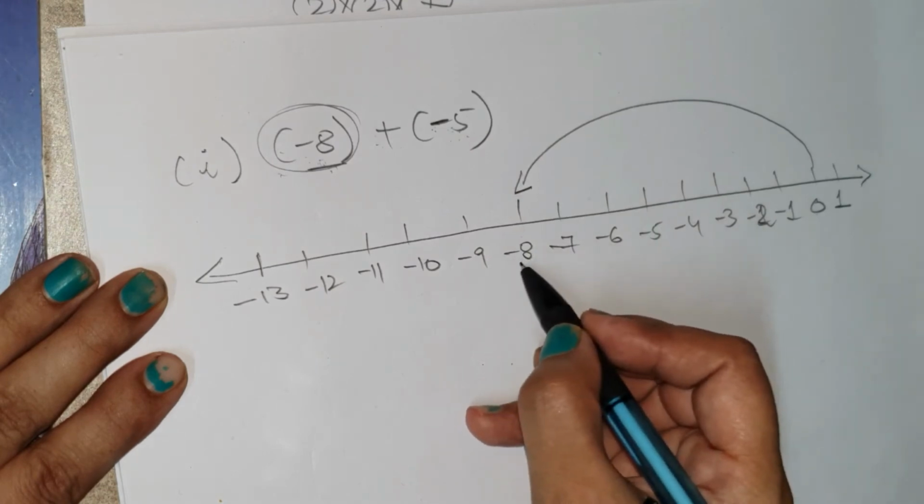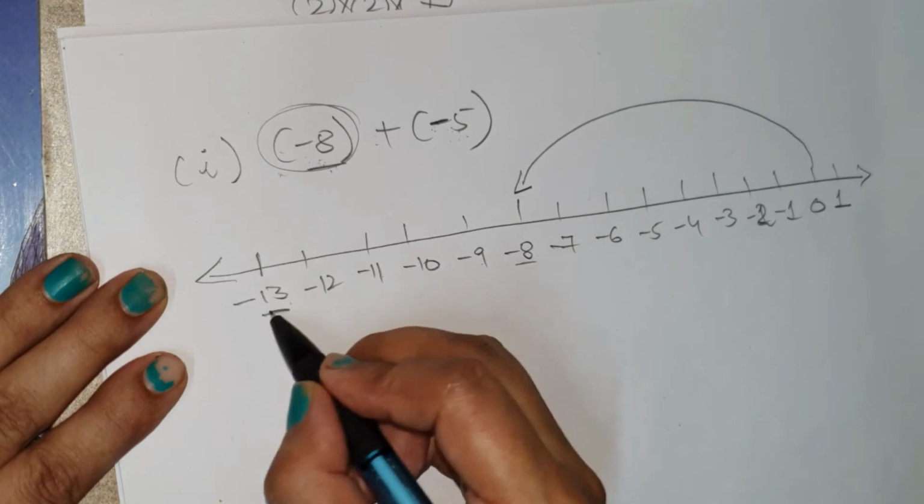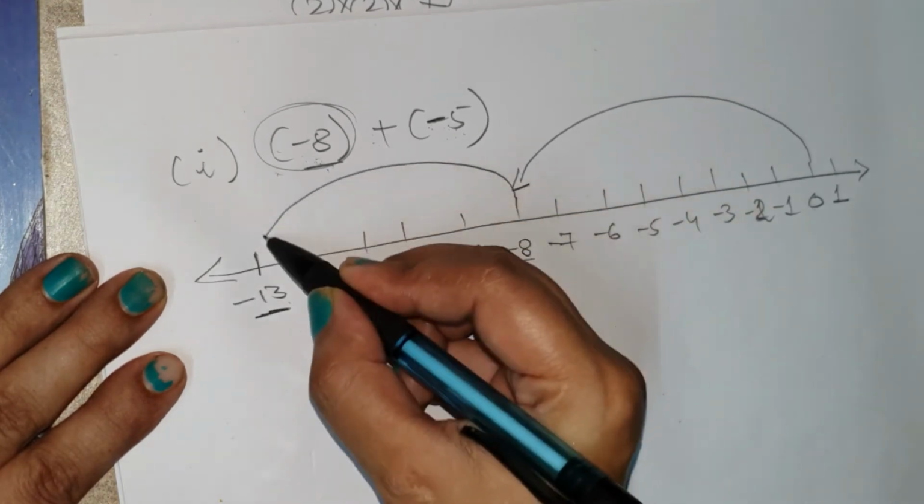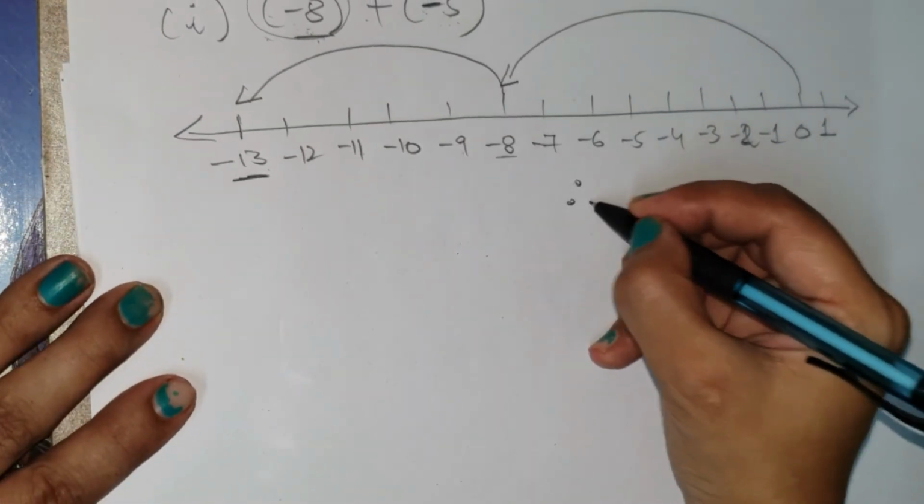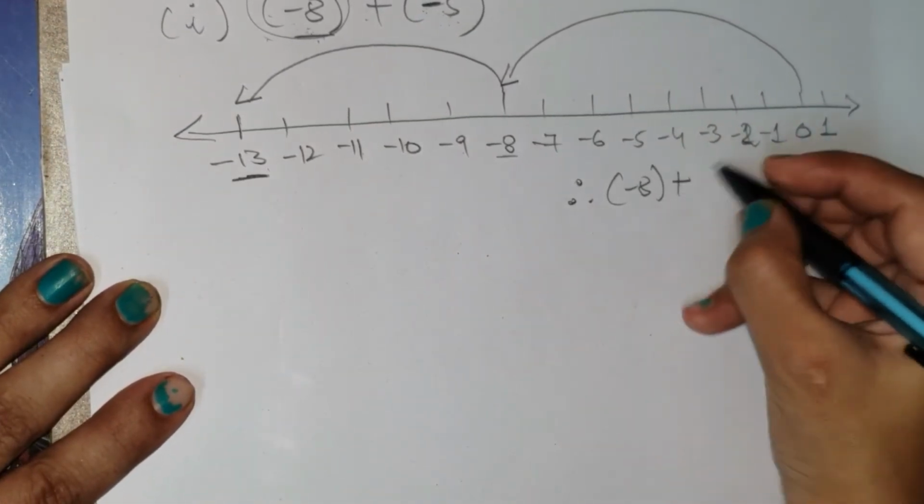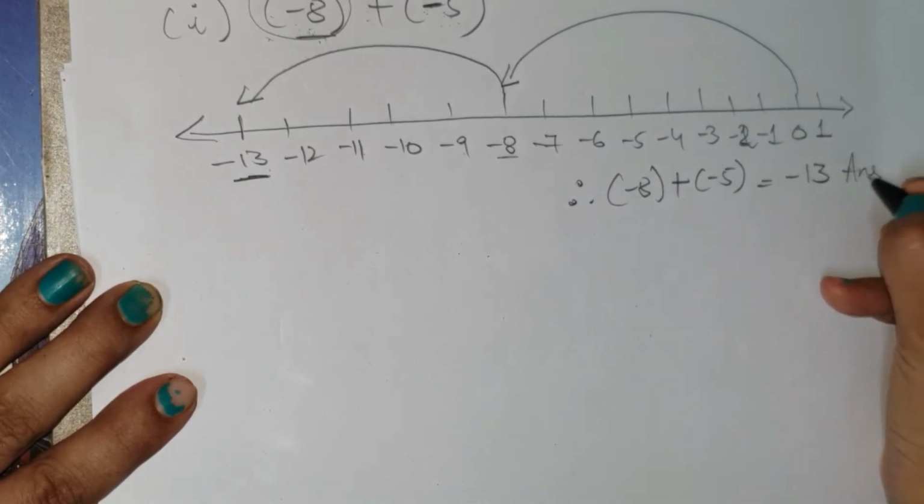So count 5 steps, don't count 8, count from 9. 1, 2, 3, 4, 5. So you will reach -13. So from -8 you will come to -13. So therefore -8 plus -5 will give you -13 as your answer.